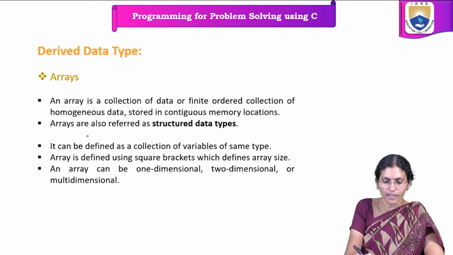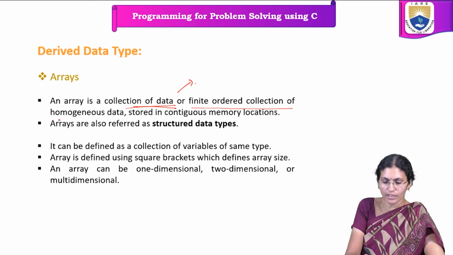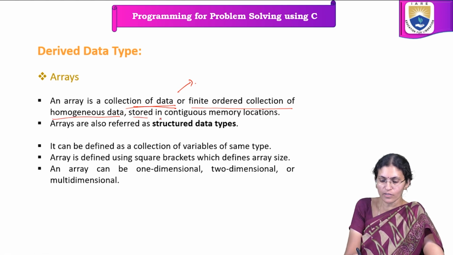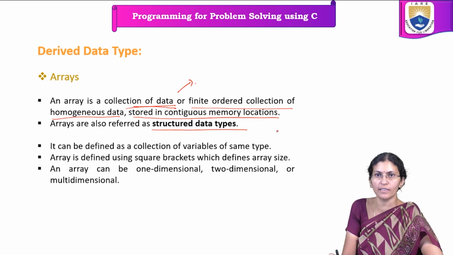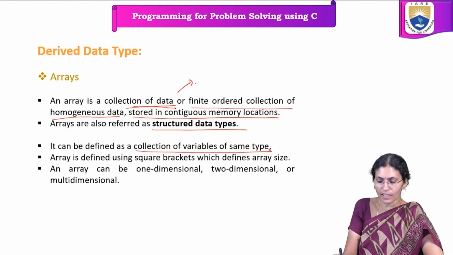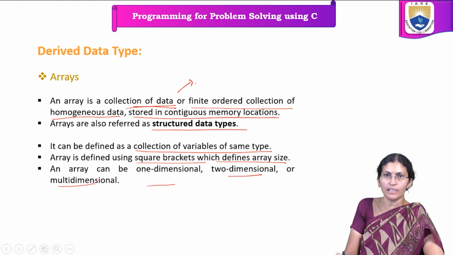Then arrays. The second one in derived data types is arrays. An array is also a collection of data, but here the data belong to the same type. You can say it is a finite ordered collection of homogeneous data. These are stored in continuous memory locations. These are also referred to as structured data types. It can be defined as a collection of variables of the same type. An array is defined using square brackets which define the array size. An array can be one-dimensional, two-dimensional or multi-dimensional.